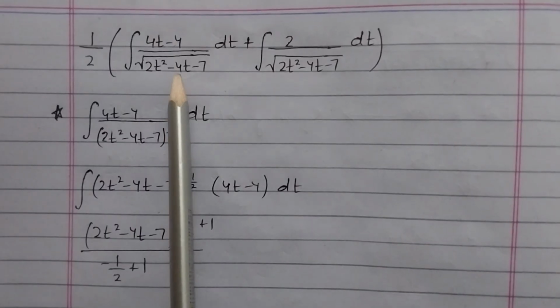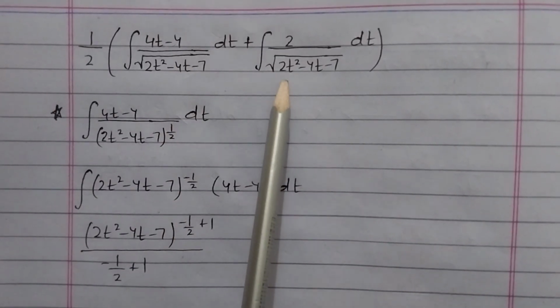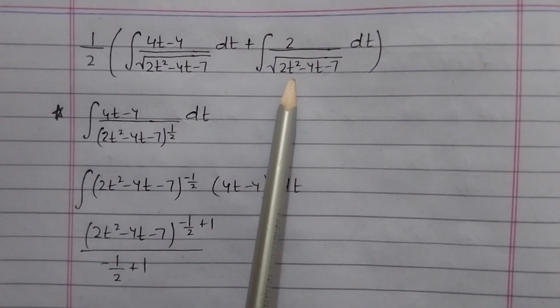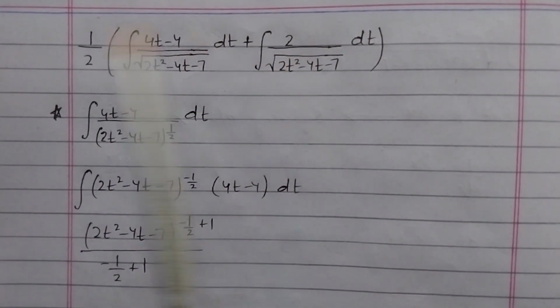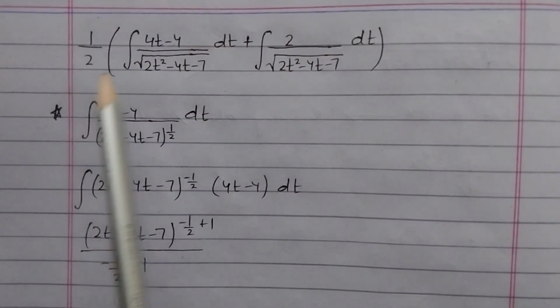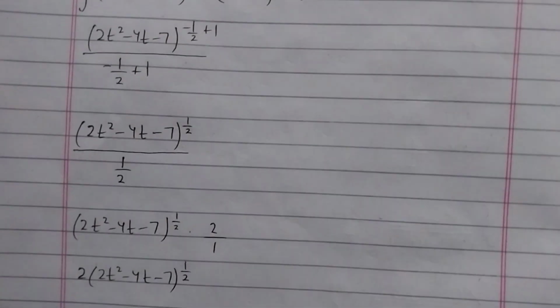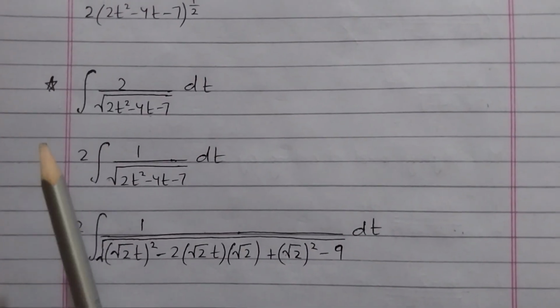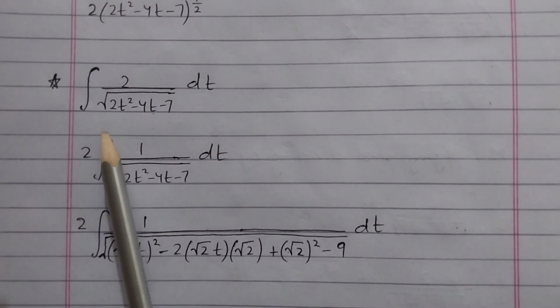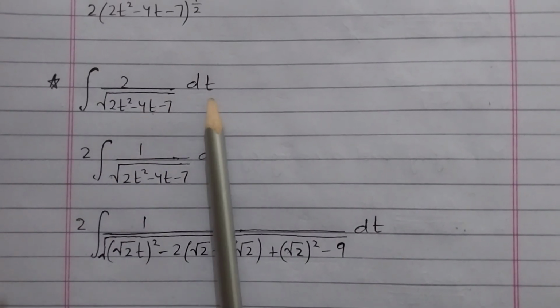So this is the integral we evaluated in the last video. So today we are going to evaluate this integral so that we can put the values of both of these integrals in this expression and get the final answer. So this is the integral I am talking about: 2 over the square root of 2t square minus 4t minus 7, and we are integrating this with respect to t.